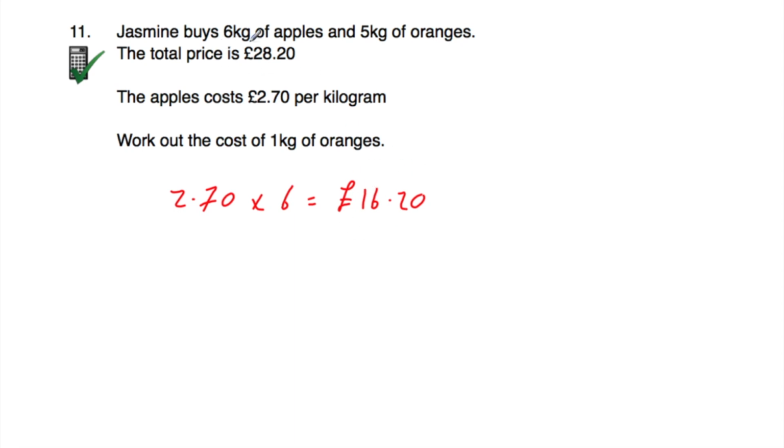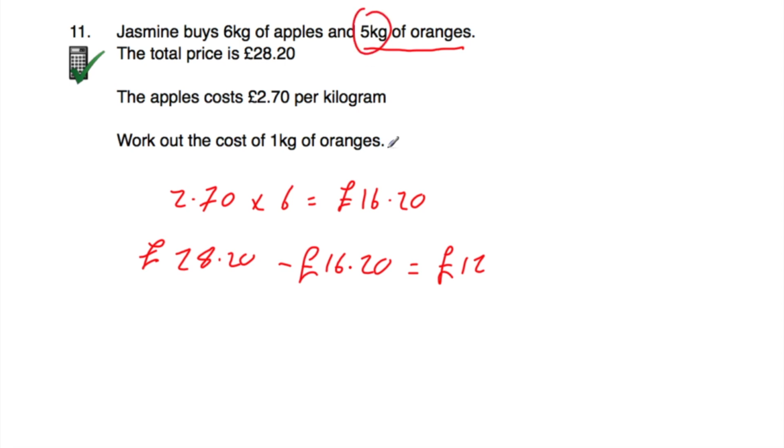Now we know the total price is £28.20. So if we take away the cost of the apples, we'll be left with how much the oranges cost. So if we take our £28.20 and we subtract £16.20, that's equal to £12. That means the oranges cost £12 in total. And she bought 5 kilograms of oranges. So that means if we take our £12, the amount of money spent on oranges, and we divide it by 5, that'll tell us how much it costs per kilo. And that'll tell us the cost of 1 kilogram of oranges.